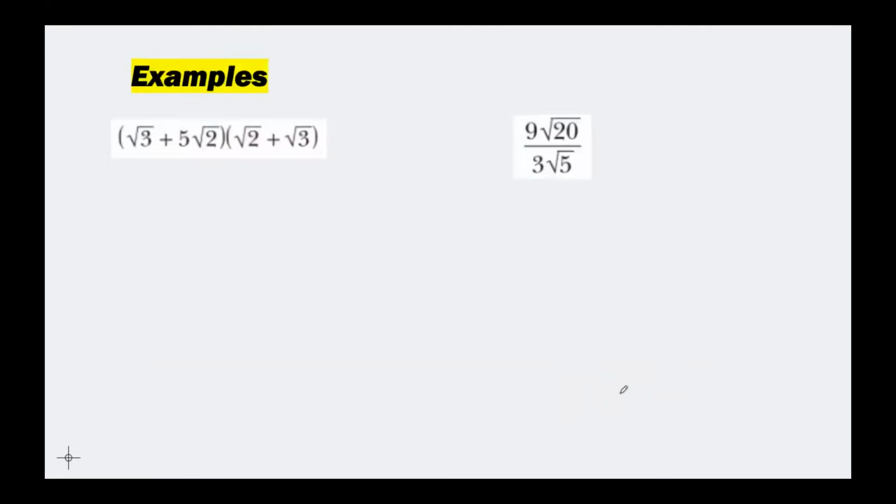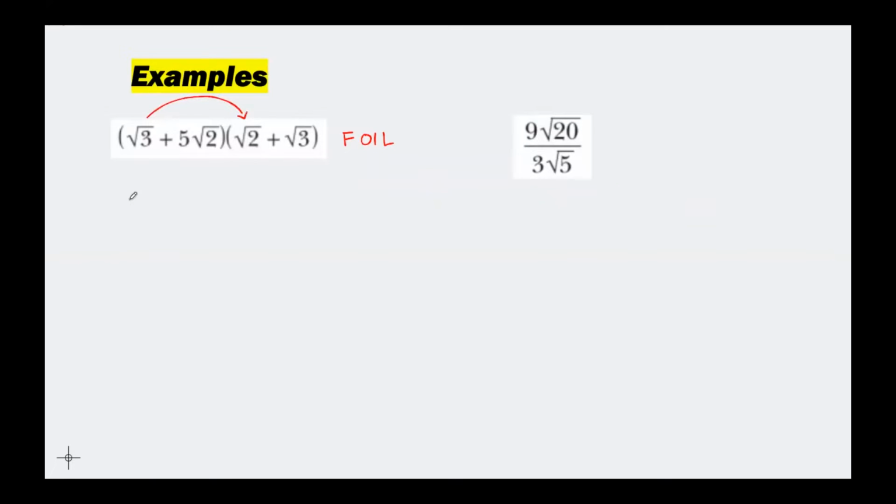So for example, by applying these rules, we're going to simplify the following examples. Let's have the first one. You are multiplying square root of 3 plus 5 square root of 2 times square root of 2 plus square root of 3. Remember that this is expanding your algebraic expression, so we are going to use the FOIL method. We're going to start with the first.